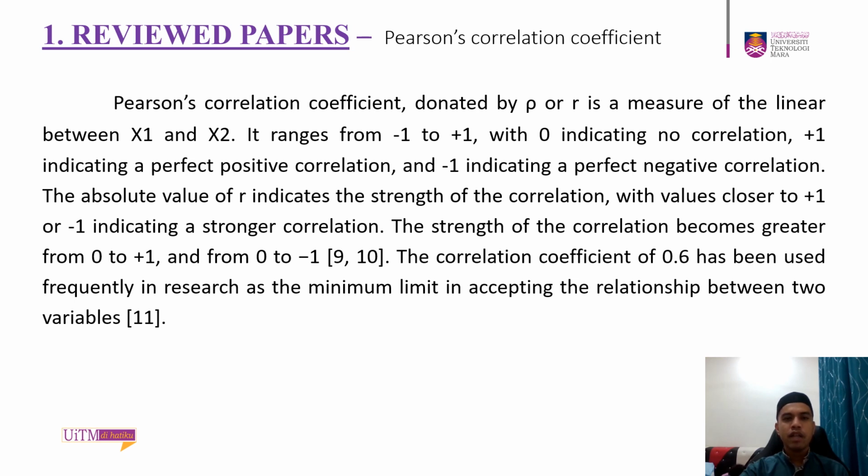The absolute value of R indicates the strength of the correlation, with values closer to +1 or -1 being stronger. The strength of the correlation becomes greater from 0 to +1 and from 0 to -1. A correlation coefficient of 0.6 has been used frequently in research as the minimum limit for accepting the relationship between two variables.